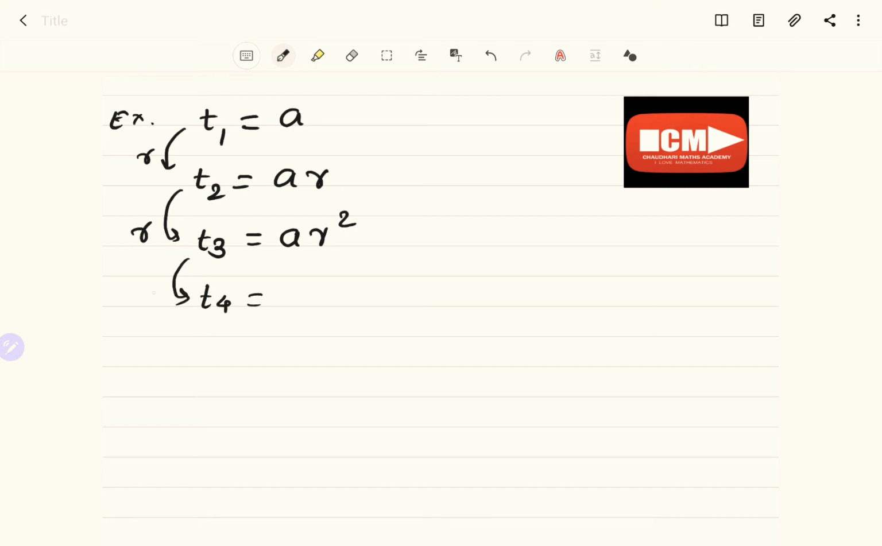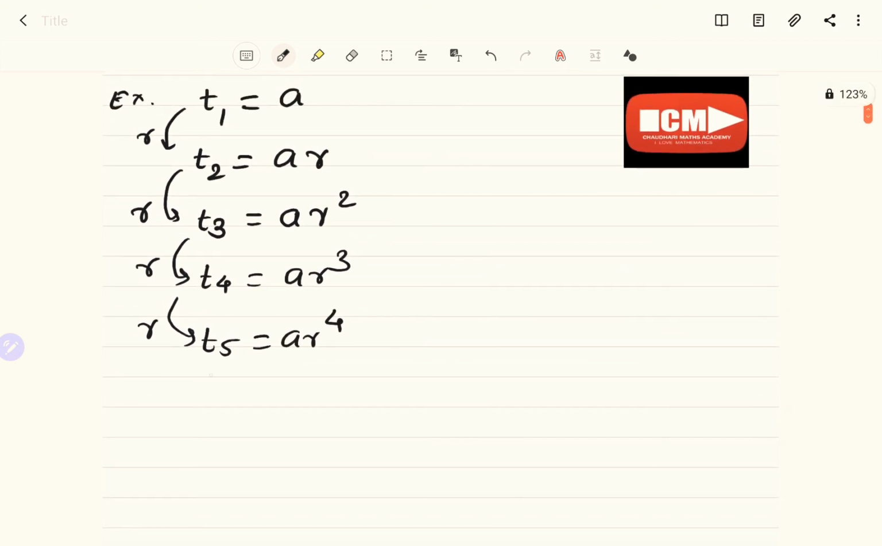If you multiply T3 with R, you will get AR cube as the fourth term. If you want the fifth term, simply multiply T4 with R, it becomes AR raised to 4. And to find the nth term, just observe this pattern. A is common throughout. So therefore, here I am taking this A common, which is a part of this formula.